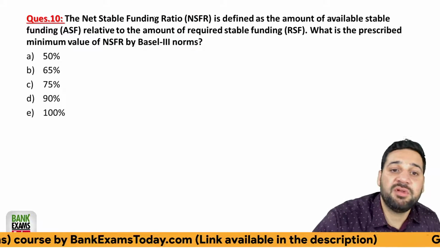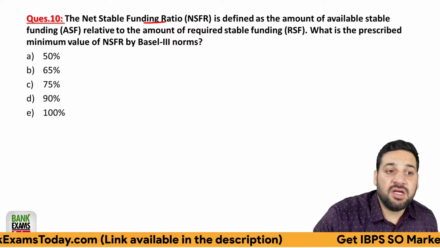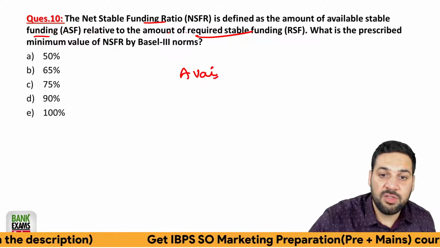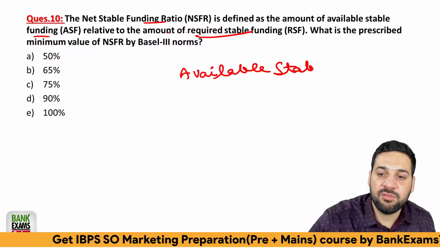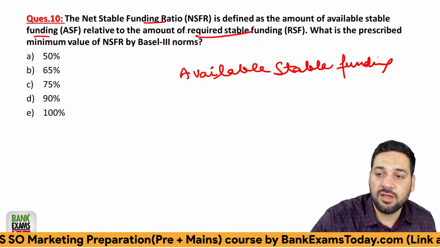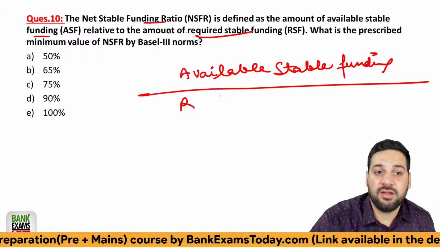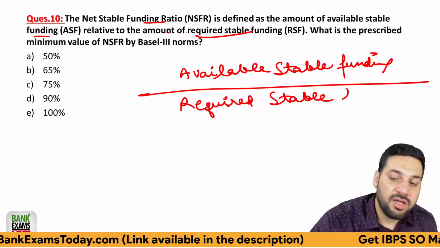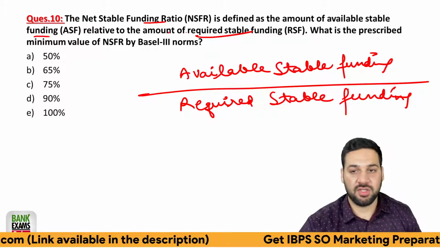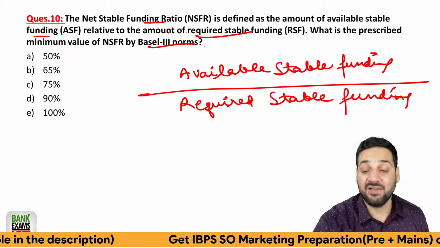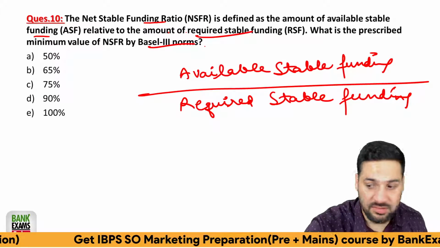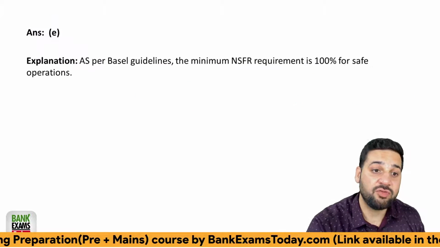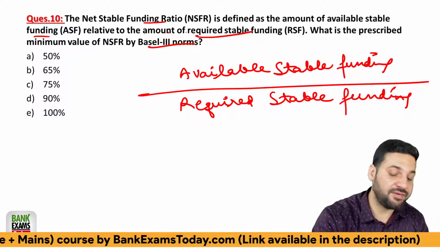The net stable funding ratio is defined as the amount of available stable funding relative to the required stable funding. So ये है available stable funding divided by required stable funding. What ratio should be there? कितना ratio होना चाहिए as per the Basel 3 norms? कितने percent का? The NSFR, ये RBI का सर्कुलर है. This is RBI की वेबसाइट में भी अपलोड हुआ था. If you know the correct answer, somebody told me 90%, but it is not 90%. It is 100%. 100% is the correct answer.